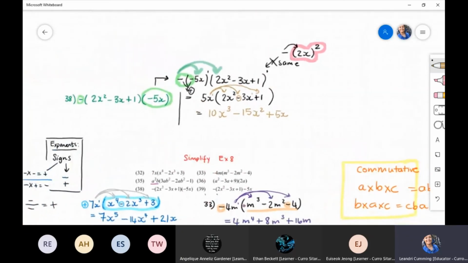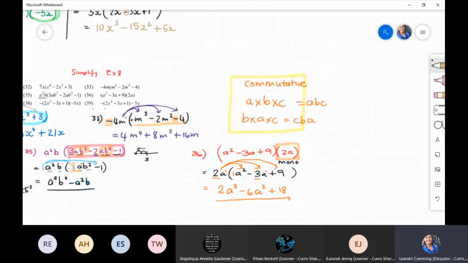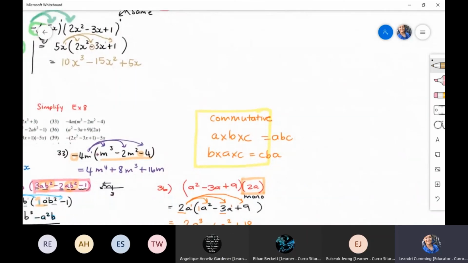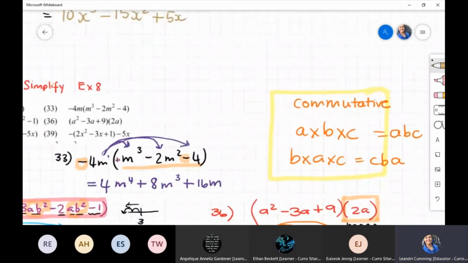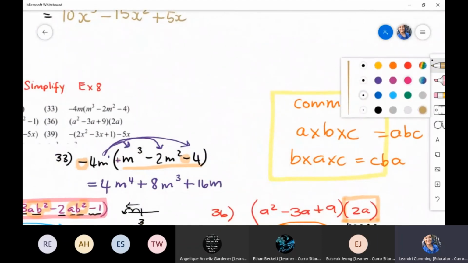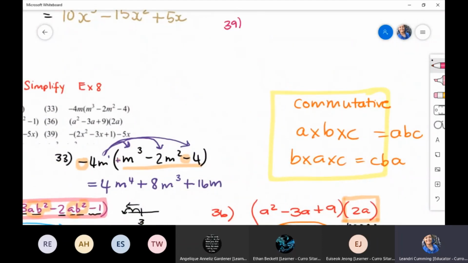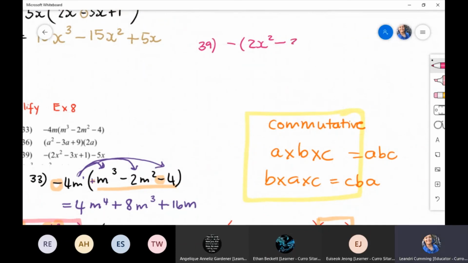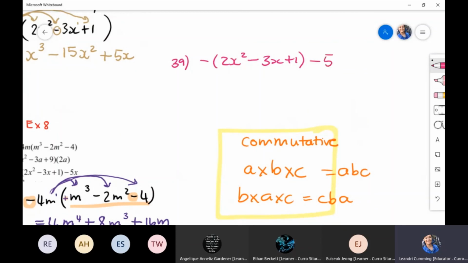Right. Sometimes we need a little bit of fixing up to make life easier for us. And that's what we saw now in number 38. Right, and then the last one for the day, let's try number 39. Okay. Number 39 states a minus 2x squared minus, within the bracket, 3x plus 1, and then a separate minus 5x.